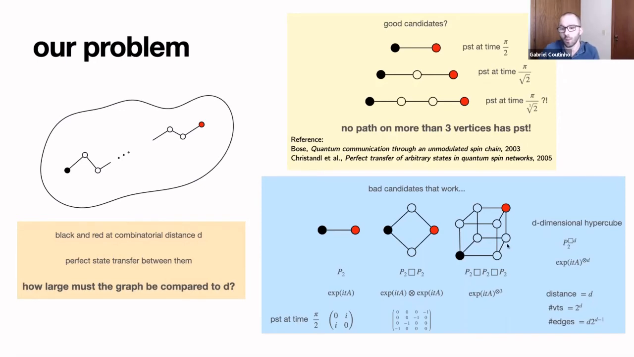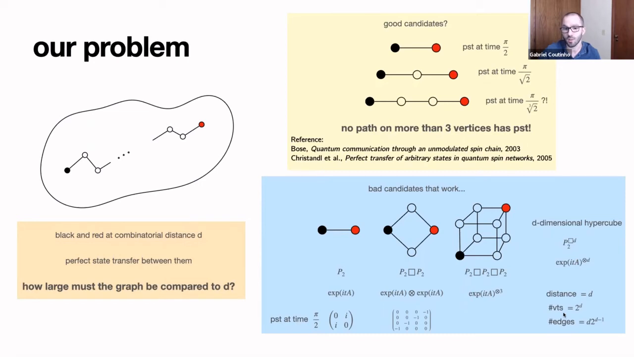And then, of course, you can repeat this procedure. So you have a d-dimensional hypercube. This is the transition matrix. At time pi on two, you get perfect state transfer. The distance is d. So you see, one, two, three. The distance between black and red is the dimension of your hypercube.